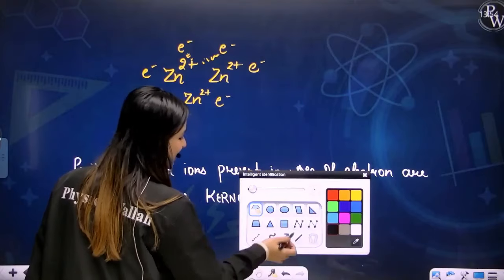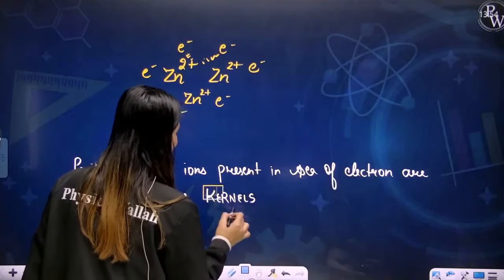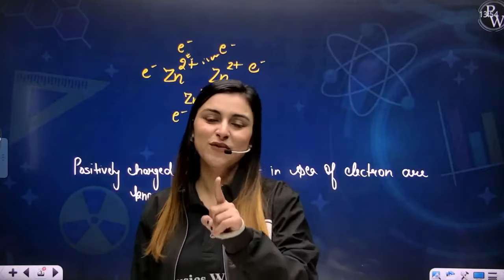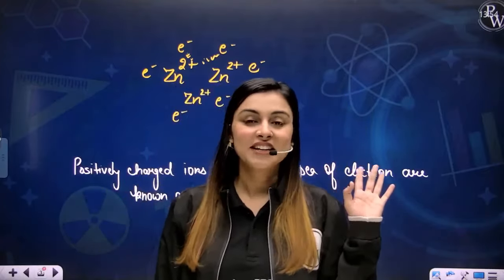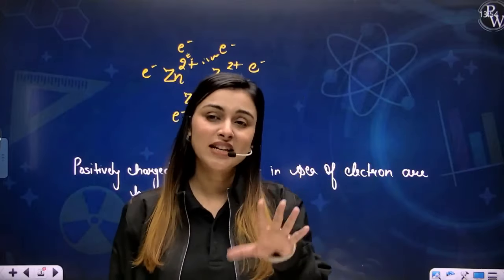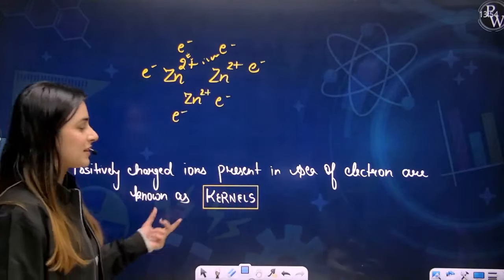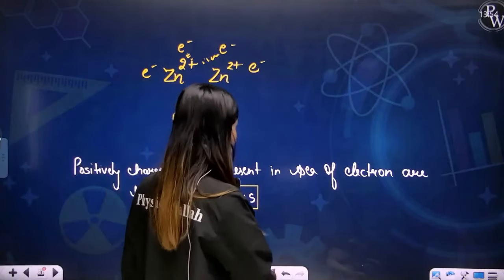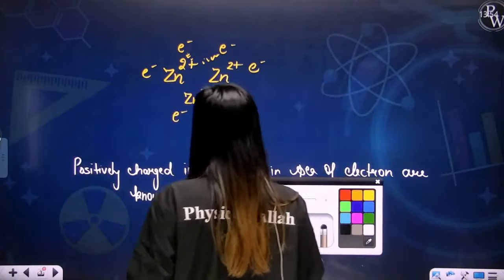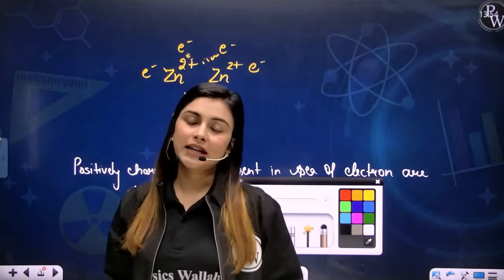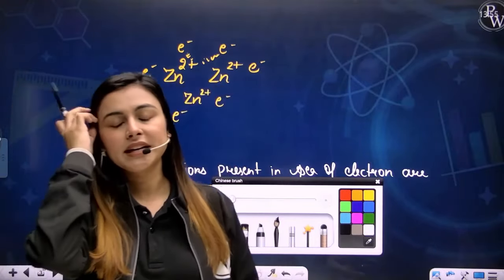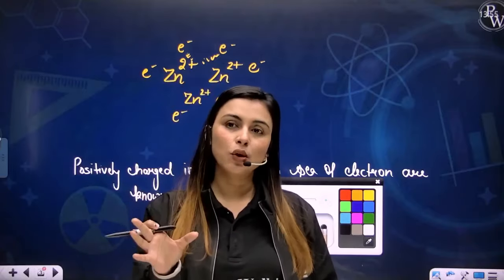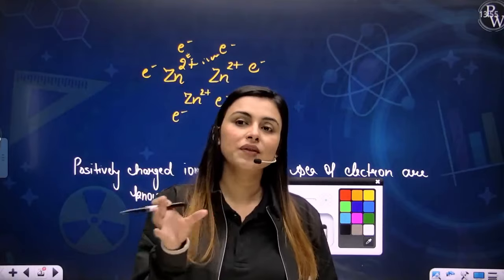This is the line you will come across if, by any chance, you read the NCERT, which I have told you that you have to read, but I'm sure you haven't read it till now. If you by chance read the NCERT, you'll come across this line: positively charged ions present in the sea of electrons are known as kernels. These are kernels, and this is how metallic bonding takes place. I hope you're clear with the concept of what metallic bonding is and what kernels are. How do we define kernels?